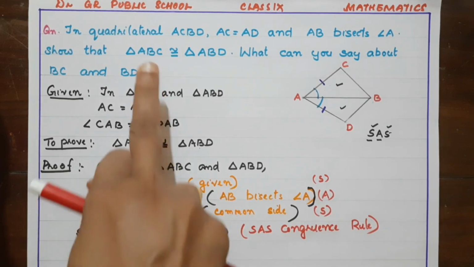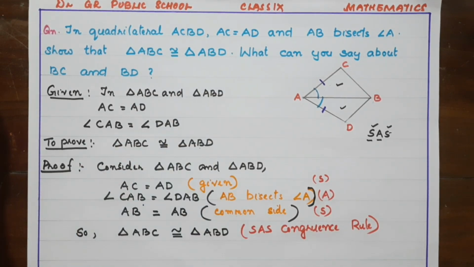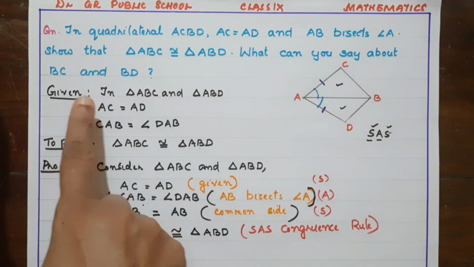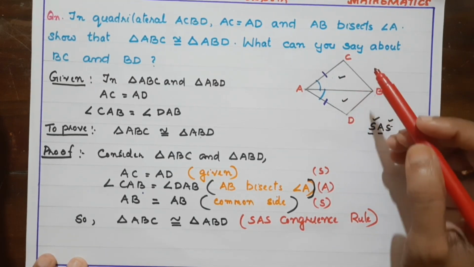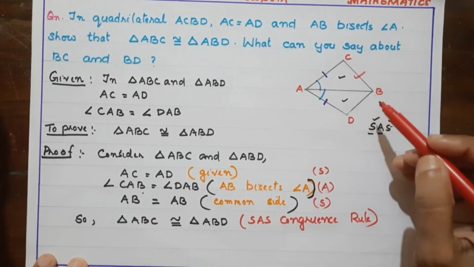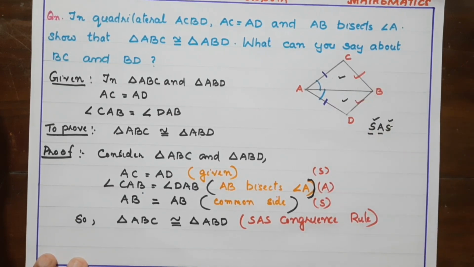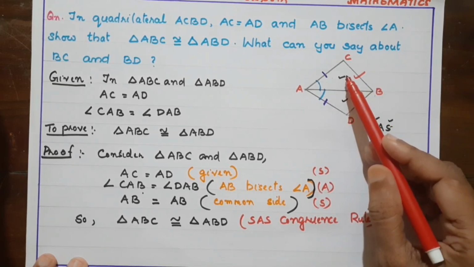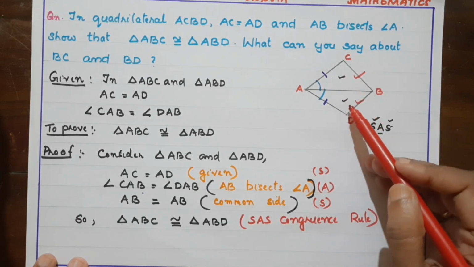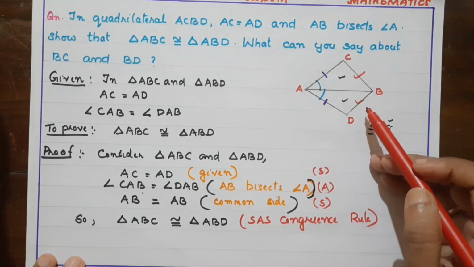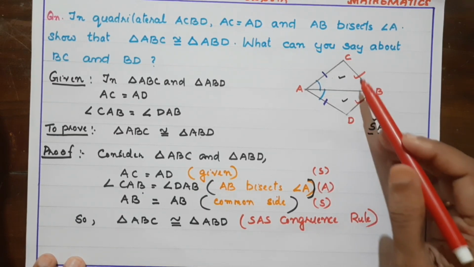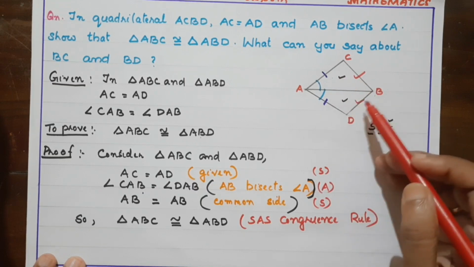So we proved the first one. And one more thing is asked. What can you say about BC and BD? So the question is, what can you say about this side, BC and BD? We have already discussed, if we are proving two triangles are congruent, the remaining sides are equal. What is the reason? They are corresponding parts of these two congruent triangles.